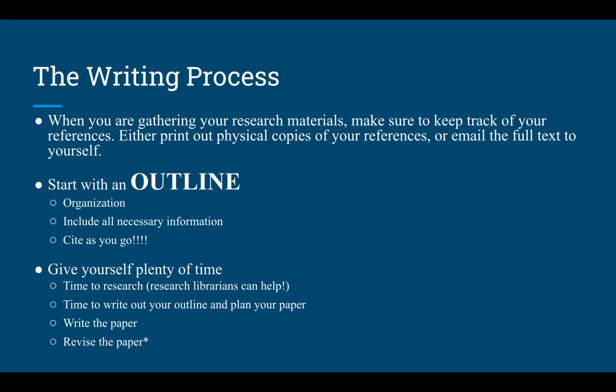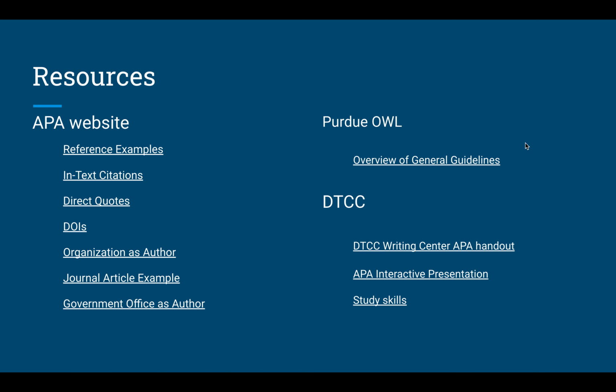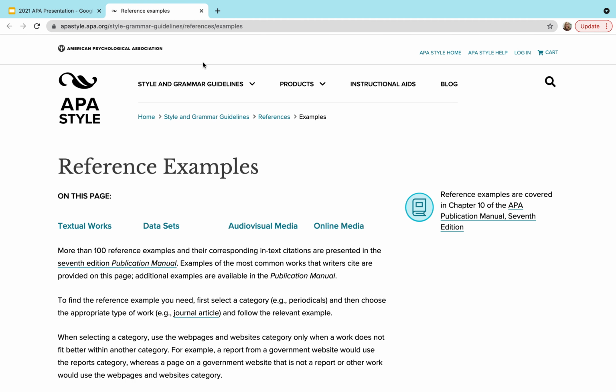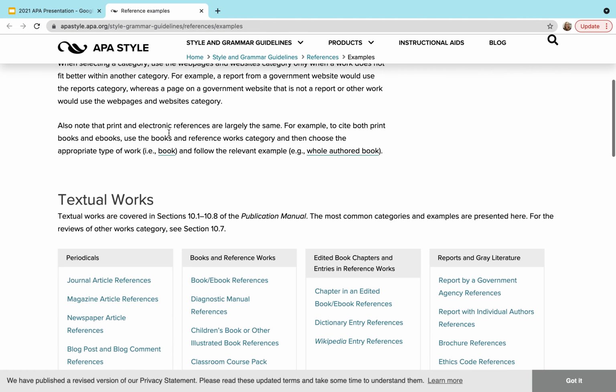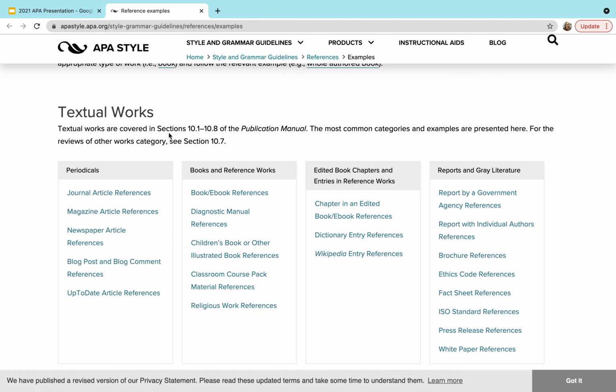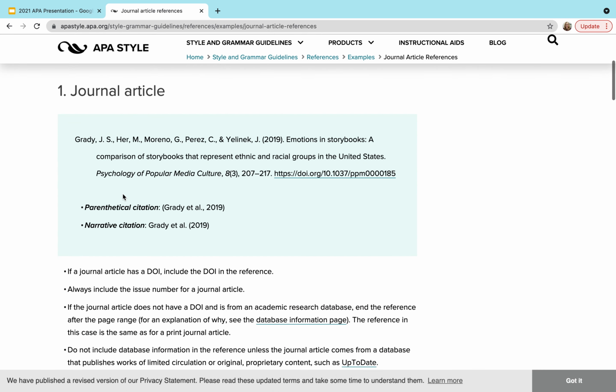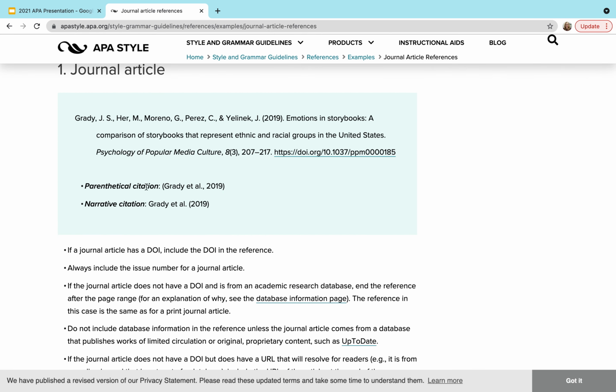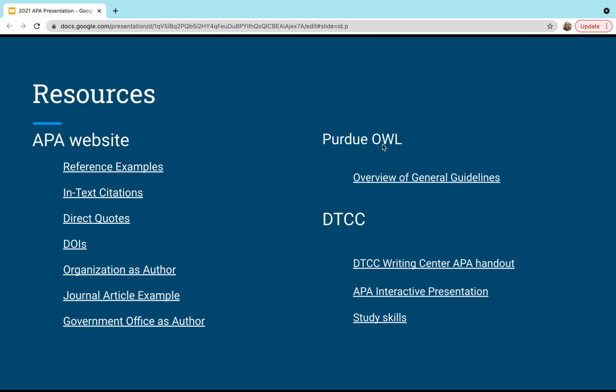So plan it out, give yourself plenty of time, and then you can have someone at the Writing Center look at your paper before it's due to make sure that you've fulfilled all the requirements and you are using citations correctly. I have included a bunch of resources. The APA website is an amazing resource that gives you a lot of examples for references, for in-text citations. So here, for example, is a journal article, and they give you the reference entry and then the in-text citation. There's also Purdue OWL, which stands for Online Writing Lab, as well as our Del Tech resources.